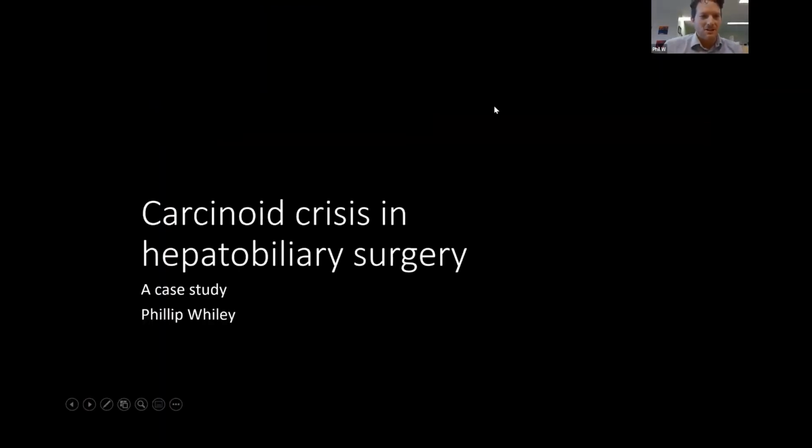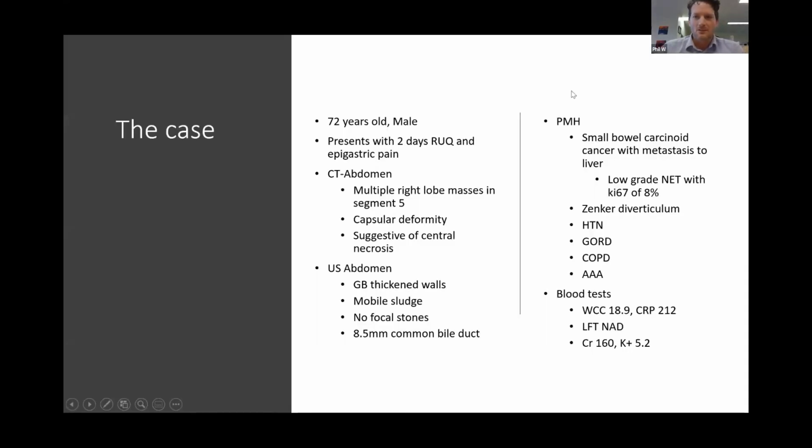So I'd like to share a case today that was one of the cases through the acute surgical unit, and it hopefully is instructive in helping us manage patients with carcinoid neuroendocrine tumours. So the case involved a 72-year-old male. He had right upper quadrant pain and epigastric pain.